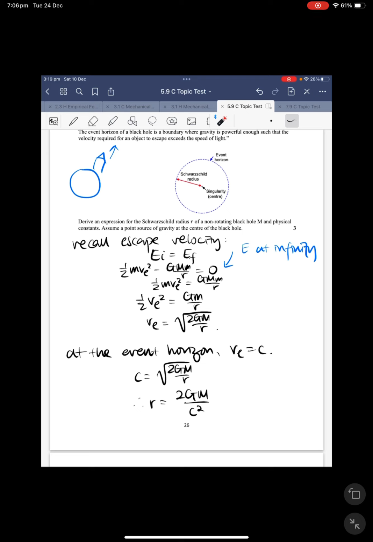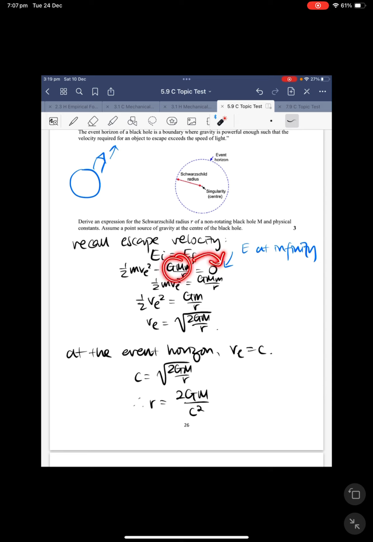Now, if it travels with a certain escape velocity, vE, then its final energy is going to be 0, because it's going to completely escape the gravitational pull of the planet, or in this case the black hole, and thus it has no gravitational potential energy at all, and it uses up all of its kinetic energy. So its energy at infinity is 0, but that has to equal the initial energy because of the law of conservation of energy, and so we get the equation half mv squared minus GMm on r equals 0.